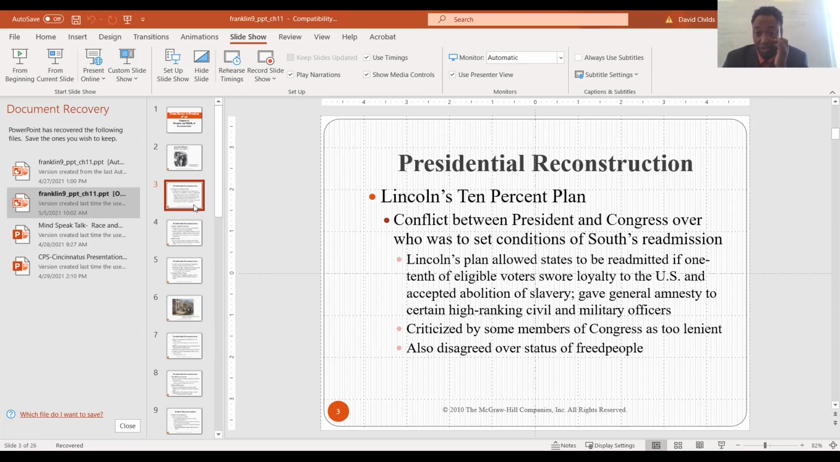But he gave amnesty. Amnesty is a word that means a pardon to certain high-ranking civil and military officers. So Lincoln was a little bit generous. He gave a pardon to high-ranking Southern generals. Even though they had rebelled against the United States of America, he gave them pardons. The Congress disagreed. They said Lincoln was too lenient. They wanted to punish them even more. So that was a disagreement. They also disagreed over the status of freed people.